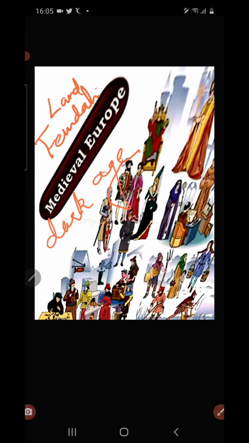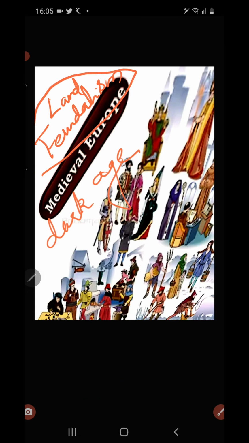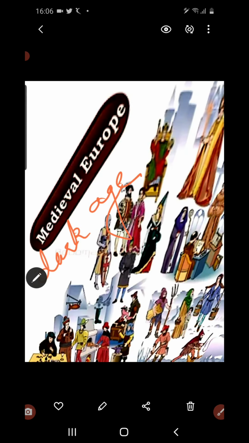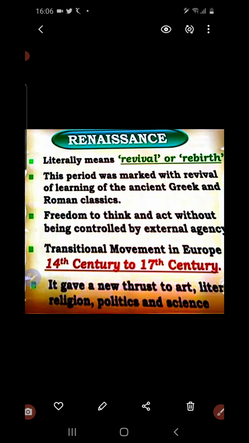Feudalism was a kind of political system that existed in medieval Europe. In this system there was no chance of change, no development, only a kind of stagnation. Because of all these reasons we call the medieval period the dark age. Now what are the features of the dark age? Europe was politically fragmented among the feudal lords, so completely they were crushed among the feudal lords, and no social change took place.